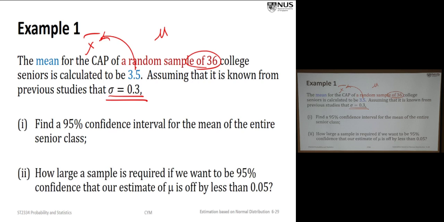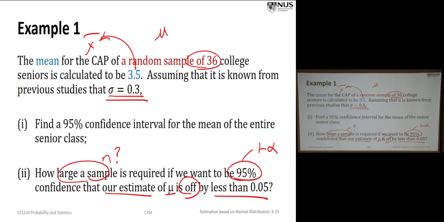So just substitute in the formula. And how big is the sample size, so what is n, such that with 95%, this is 1 minus alpha, I want at least 95% that the error, our estimate of mu, is off by less than 0.05. So this is the estimate minus the true answer, off by less than 0.05. So the error between your estimate and the true parameter is less than 0.05.